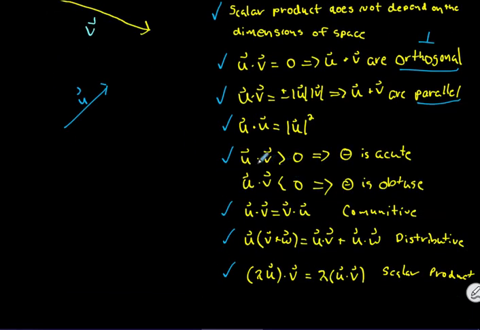Now, u dot v, if it's greater than 0, where is the cosine of theta positive? I'm trying to draw this a little bit better. When you have that angle, it's positive in these two quadrants, quadrant 1 and quadrant 4. Good.